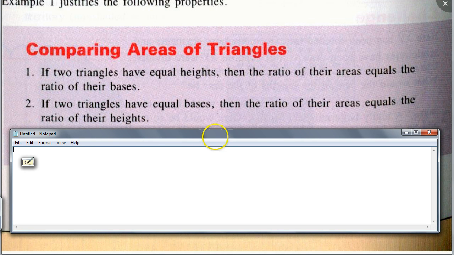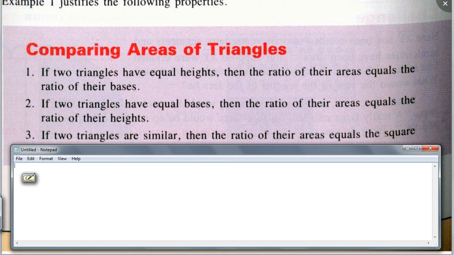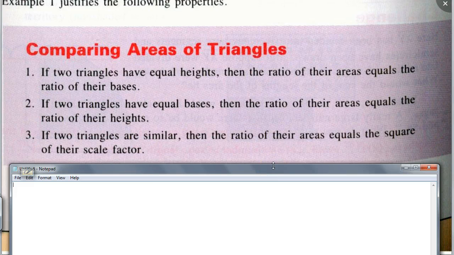Thirdly, Reagan, what do you know about it if two triangles are similar? Then the ratio of their areas is equal to the squares of their scale factor, right? The corresponding parts of the triangles give you the scale factor. Does that make sense? So this is what we just talked about in terms of those three cases, okay?